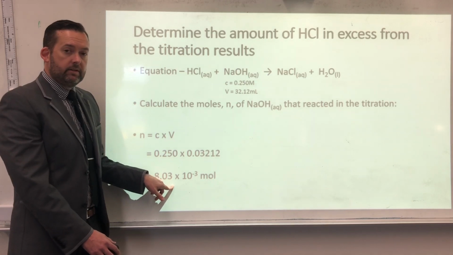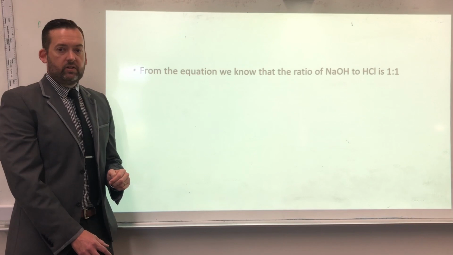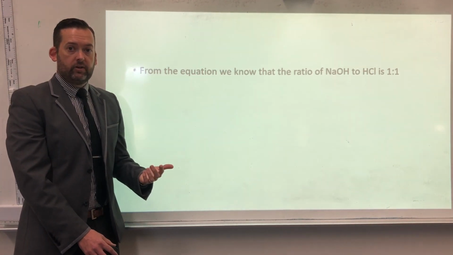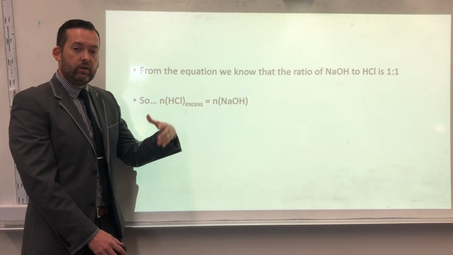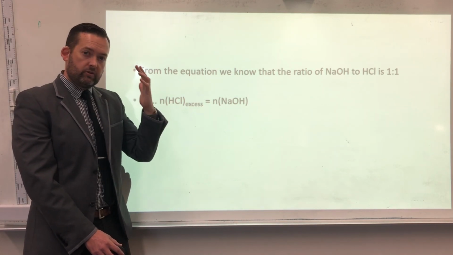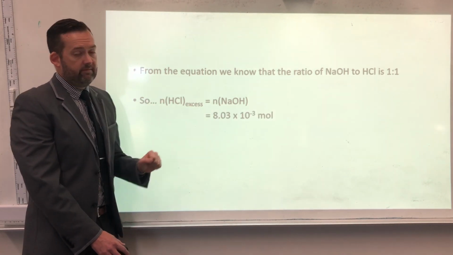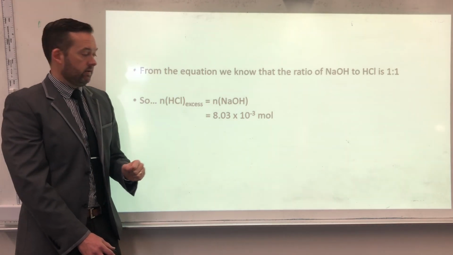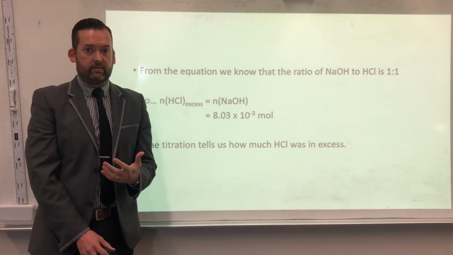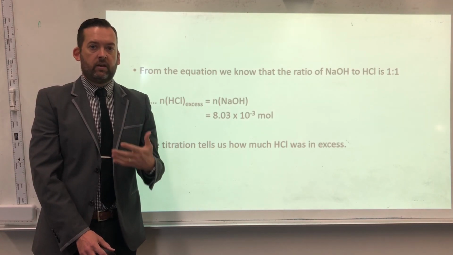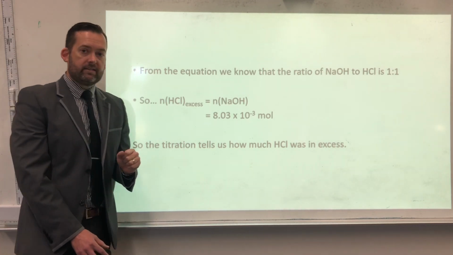All right. Now we need to relate it to what was in the conical flask. So from the equation, we know that sodium hydroxide to hydrochloric acid is a 1-to-1 ratio, don't we? Okay, so hydrochloric acid. Now that's the excess. That's what's left over after the first step. That's the important thing you've got to try and think about, is that this is the excess. It is equal to the sodium hydroxide, so it's the same value, 8.03 times 10 to the minus 3. So the titration tells us how much hydrochloric acid was in excess. That's the purpose of the back titration. Back titration determines the excess. Remember that.